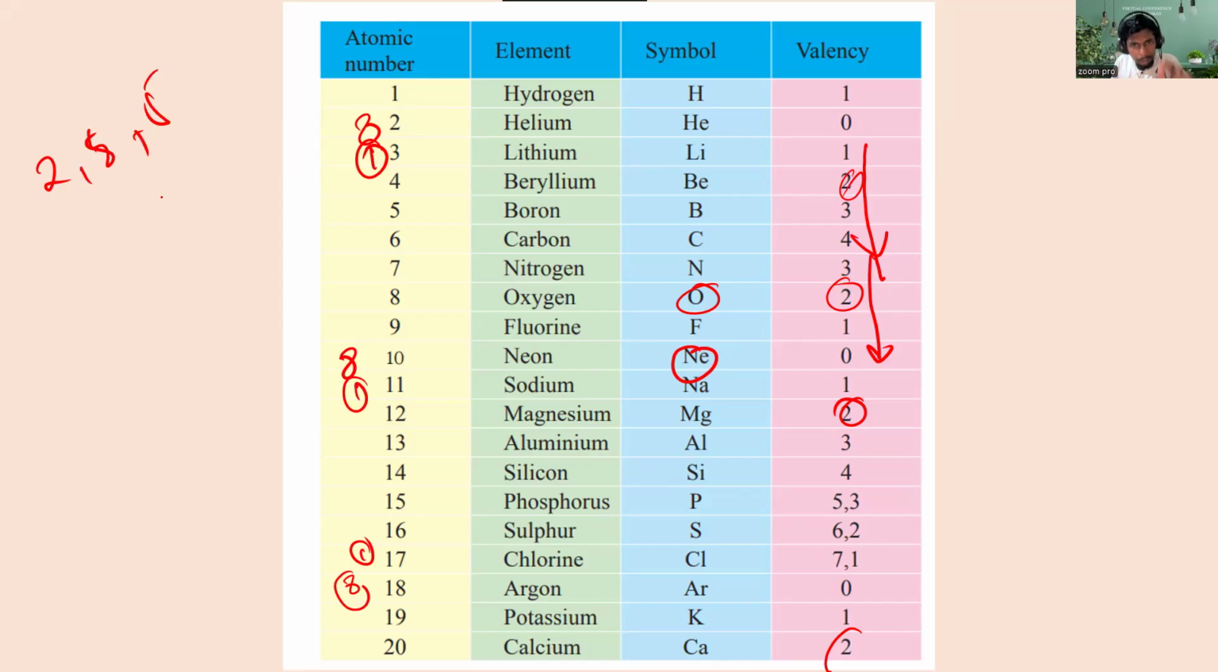So if the outermost energy level wants to become 8, what can they do? They can gain 3 electrons, and then the electronic configuration will be 2, 8, 8. Another option is removing all the 5 electrons, then the outermost energy level will become 2, 8. So they have 2 options: either gain 3 electrons, 5 plus 3, 8, or remove all the 5 electrons and make the outermost energy level 8.